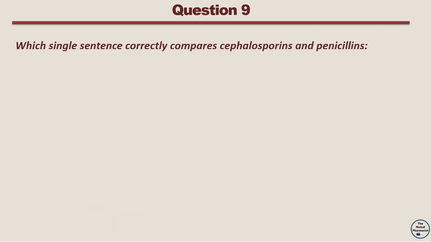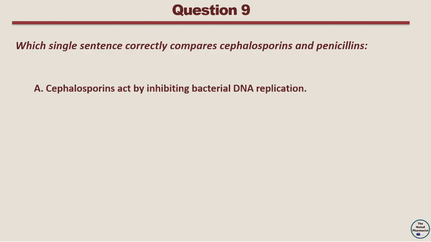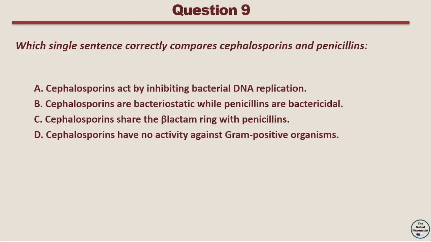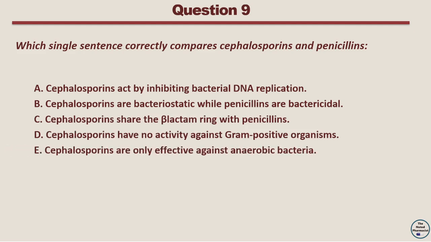Question 9. Which single sentence correctly compares cephalosporins and penicillins? Option A. Cephalosporins inhibit bacterial DNA replication. Option B. Cephalosporins are bacteriostatic, penicillins bactericidal. Option C. Cephalosporins share beta-lactam ring with penicillins. Option D. Cephalosporins lack gram-positive activity. Option E. Cephalosporins are only effective against anaerobes.